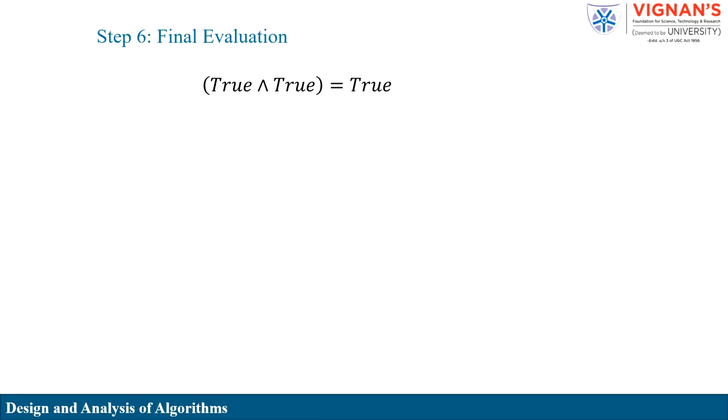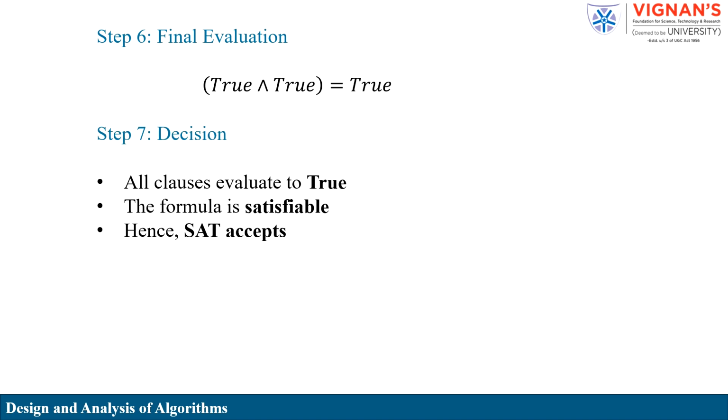Now let us move to step 6, the final evaluation. Both clause 1 and clause 2 evaluated to true. Therefore, true and true results in true. Next is step 7, the decision step. All clauses evaluate to true. Hence, the given Boolean formula is satisfiable. Therefore, the SAT problem accepts this input.